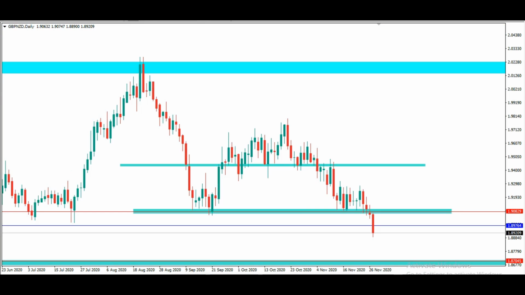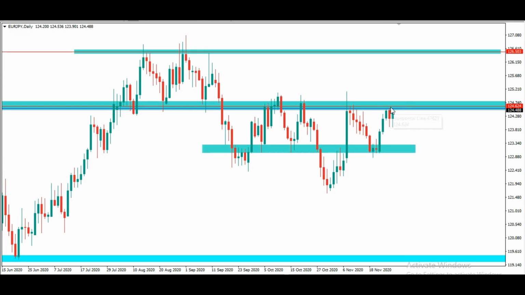Then for PoundNzd, we want to see at least a daily rejection of 90.82. If we get that, we are going to be positioning ourselves for a short trade into 87.04 over the next few weeks. And for EurJpy, I want to see a daily close above 124.62, and on the retest of that resistance as support, we'll be taking a long trade into 126.50. So that's going to be all with my analysis for this week.